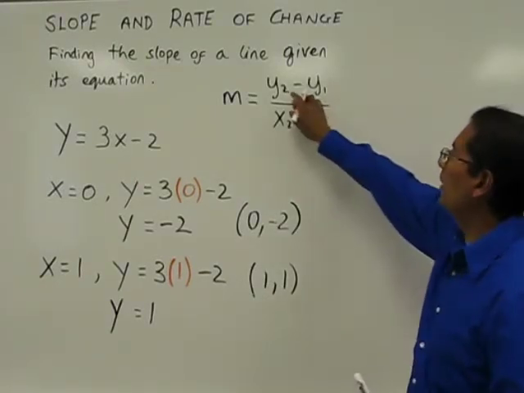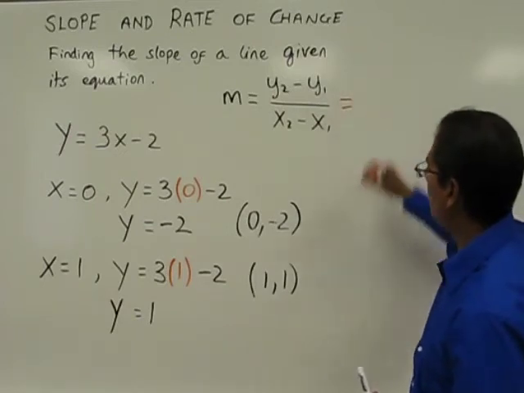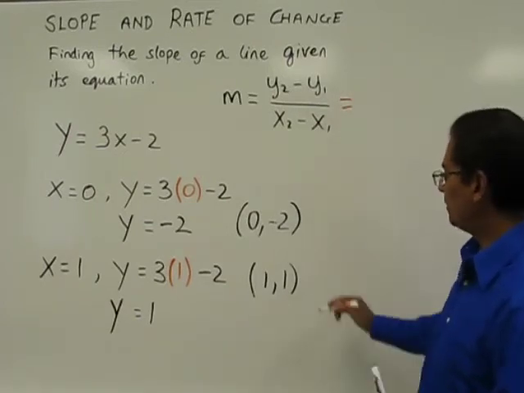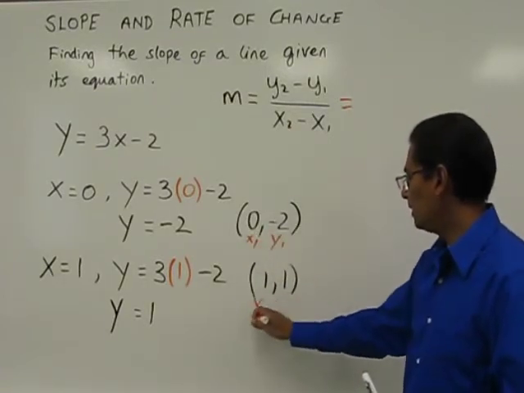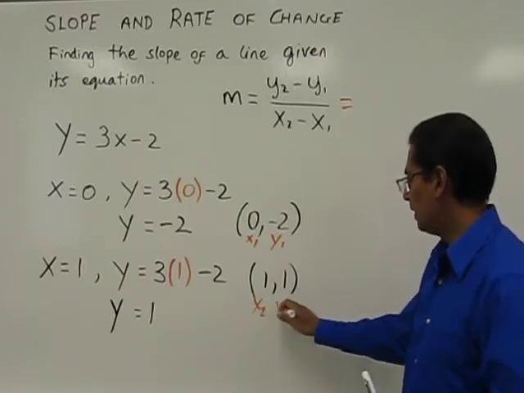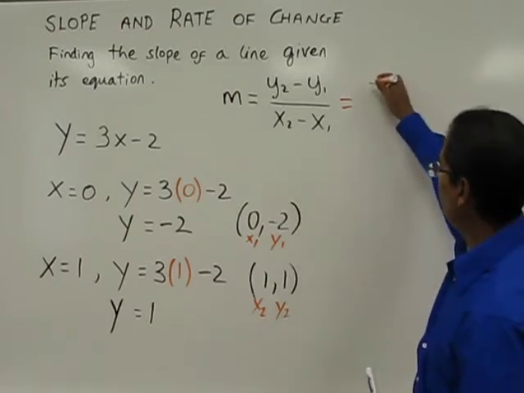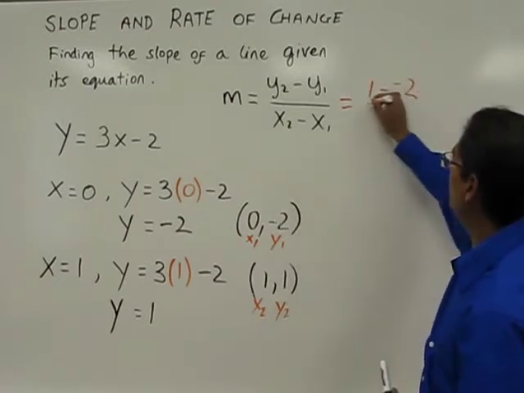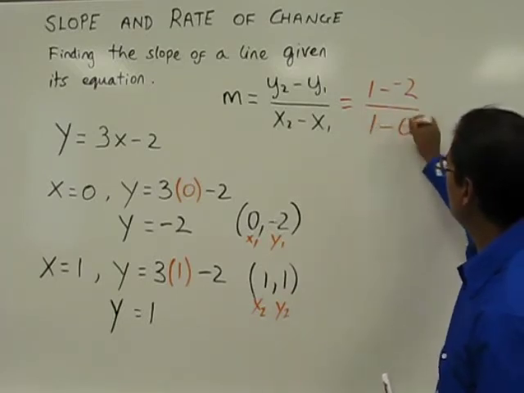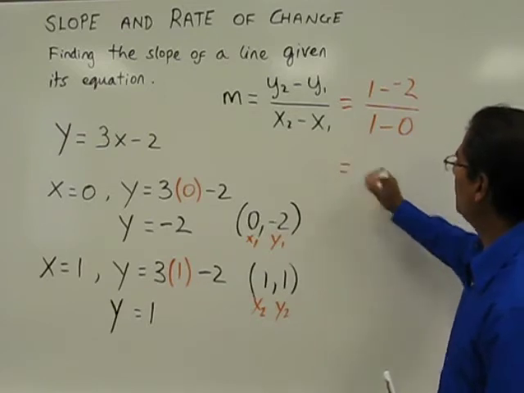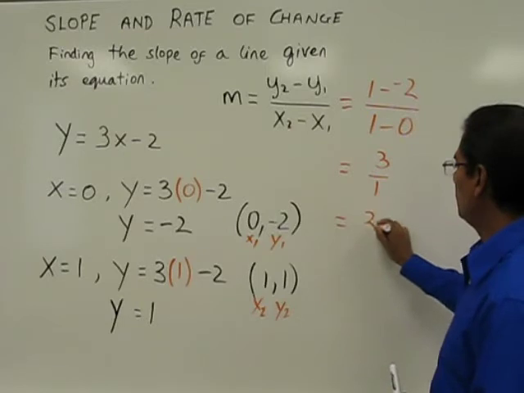Well, our formula is y2 minus y1 over x2 minus x1. We plug in our y2 and y1 and x2 and x1. Let's call this x1, y1 and x2, y2. And so we take the difference here, y2 minus y1, so that's 1 minus (-2) divided by 1 minus 0. 1 minus 0. And so that's going to give me 3 over 1, which is 3.